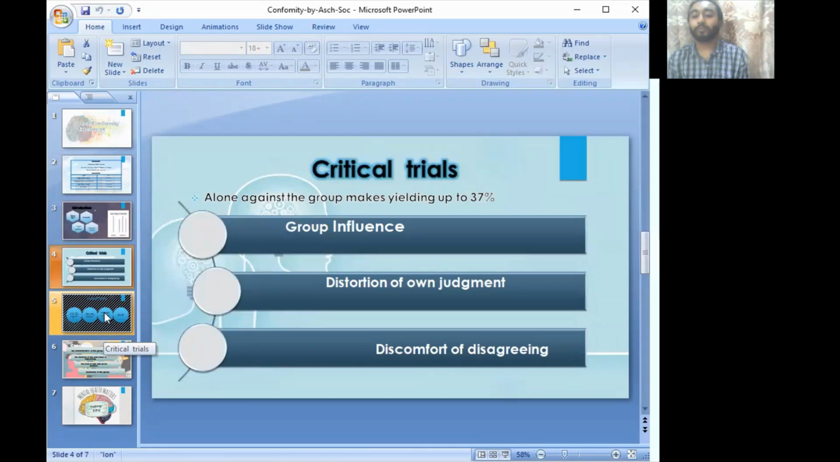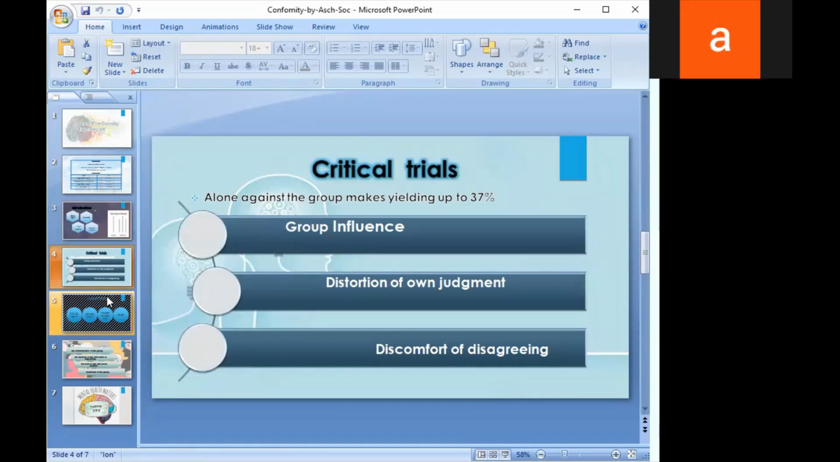The correct line on the second card was always obvious. The task seemed easy to the participants, because they all agreed on the first few trials. Second, distortion of judgment. But then something odd began to happen.